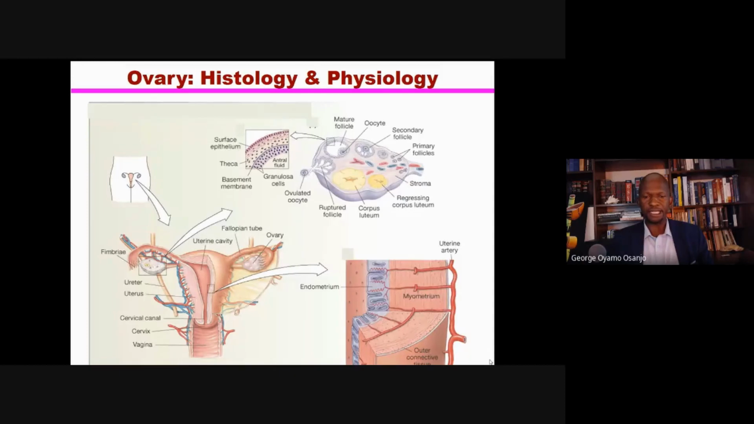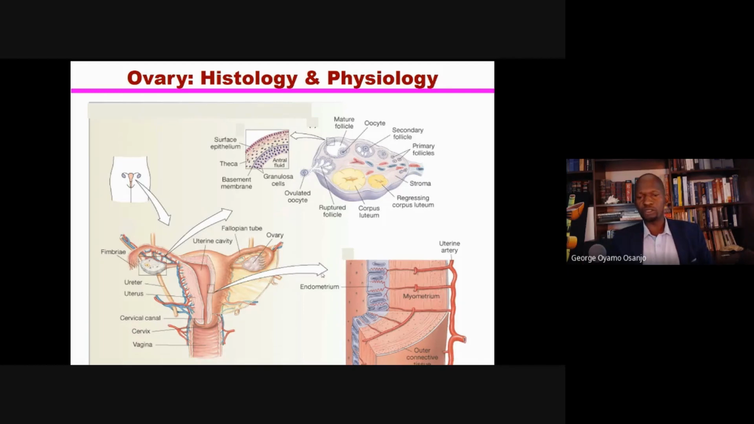The internal genitalia consists of the uterus. I don't know if you can see the cursor. The uterus is a pear-shaped organ, which consists of the top part here, the apex, which is called the fundus. Then you have the body or the corpus, and then the cervix. You also have the vagina.